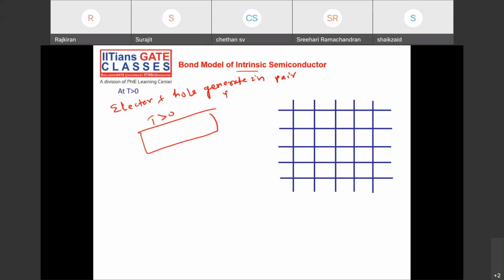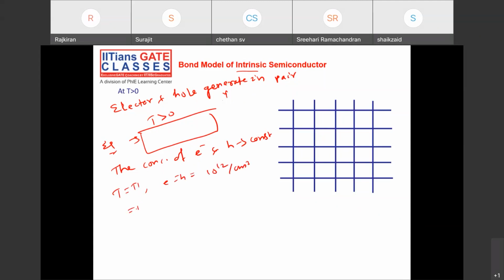Yes, sir. But for an intrinsic semiconductor at equilibrium, the concentration of electrons and holes is constant at any given temperature. Suppose if I increase temperature, then it will increase. So at a particular temperature, it should be constant. Suppose at T equal to T1, electron concentration equals hole concentration equals 10 power 12 per cm3.